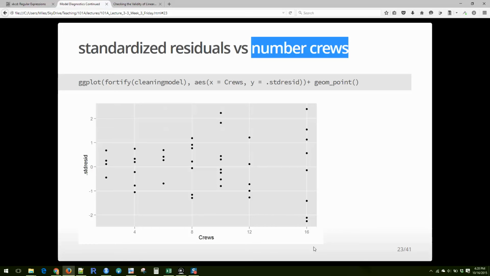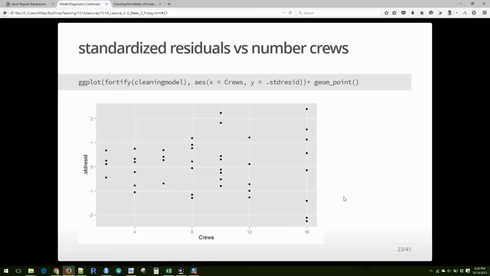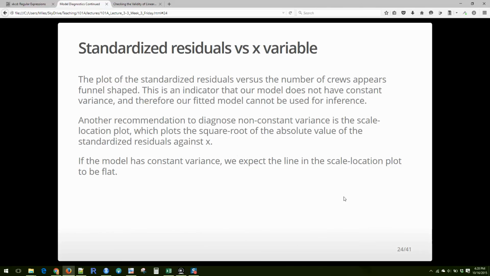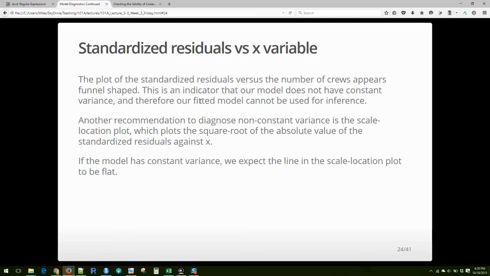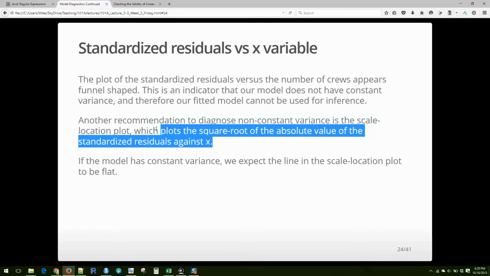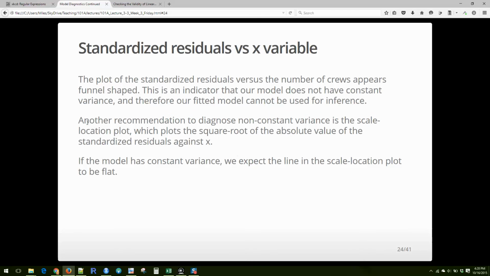Okay, so this is just another indication that we don't have constant variance here. So yes, if you see the funnel, non-constant variance. We have other ways to diagnose non-constant variance.